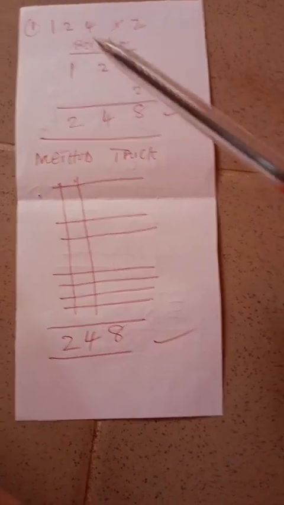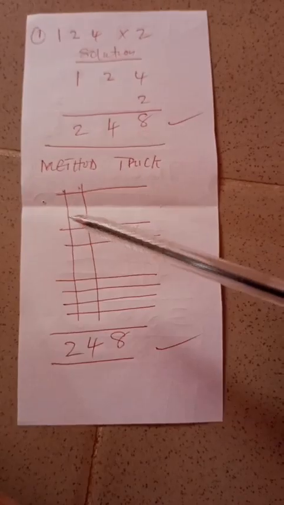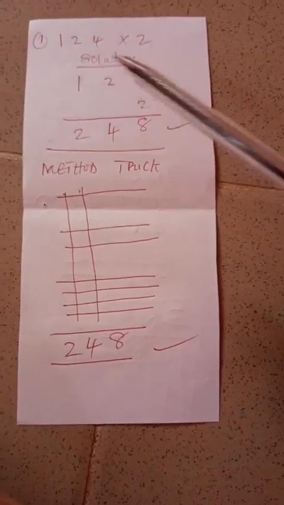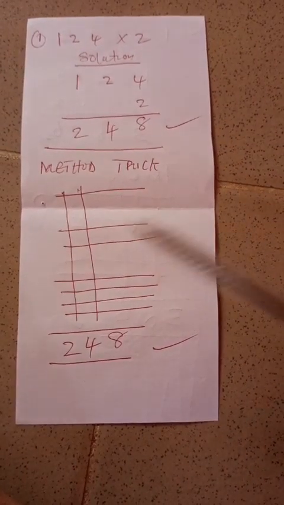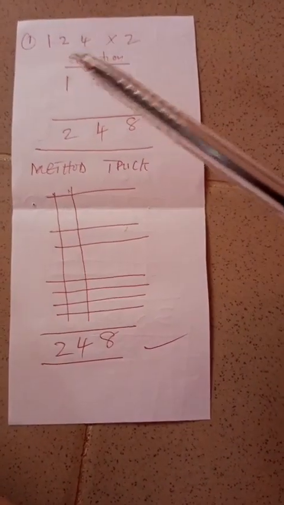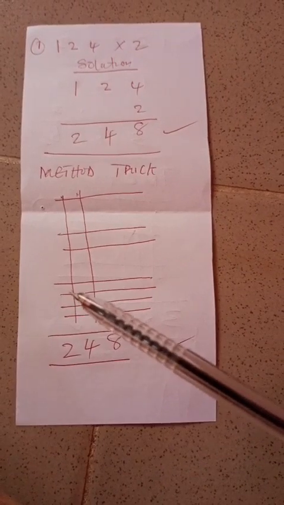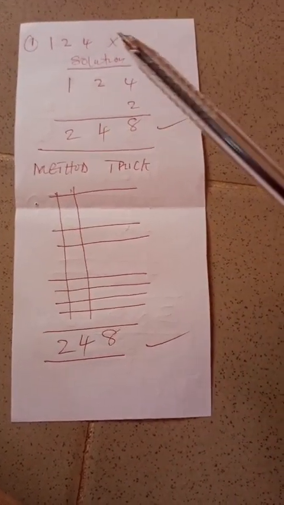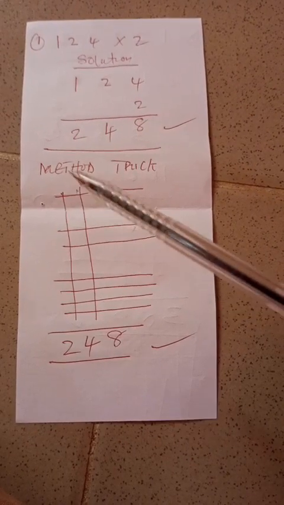Method, the trick part. Here we have 1. We are going to have 1 line. The second number is 2. We are going to have 1, 2. The third number is 4. We are going to have 4 lines: 1, 2, 3, 4. It's multiplied by 2. We are going to have 2 lines.